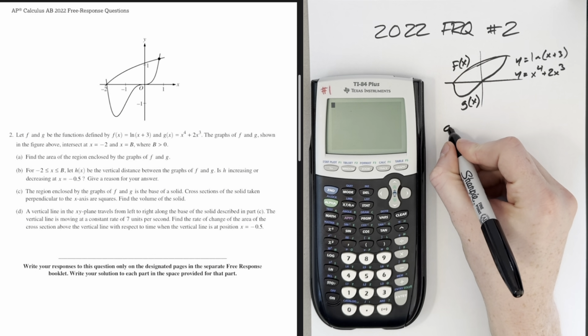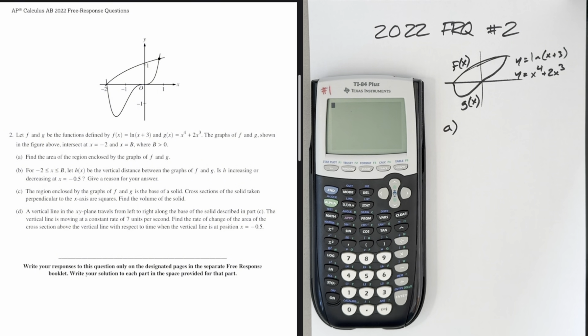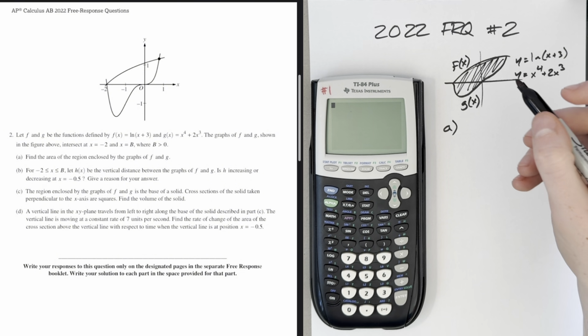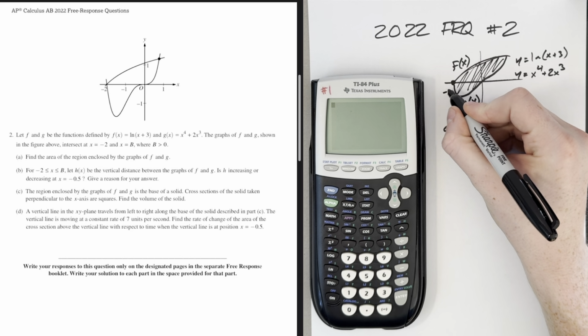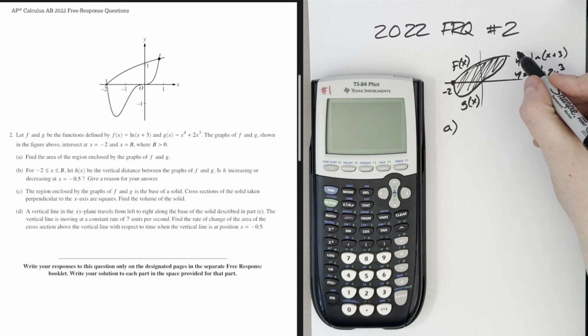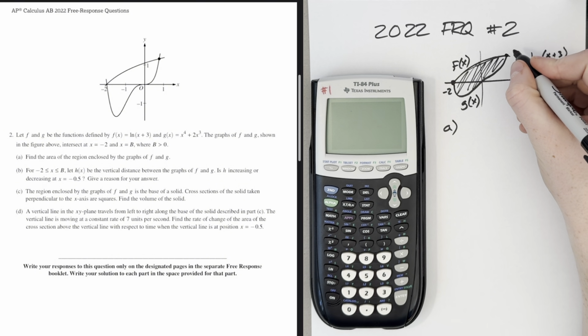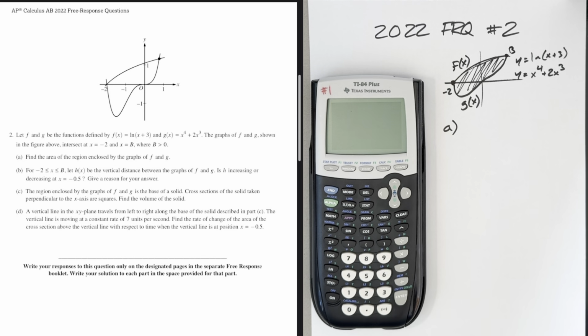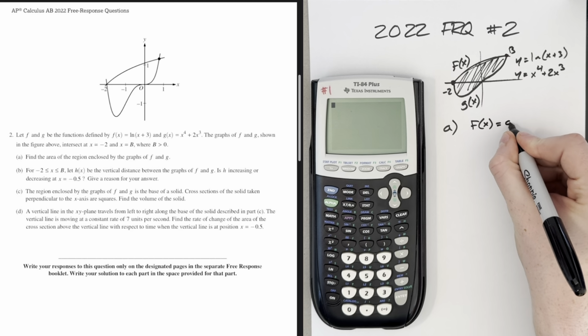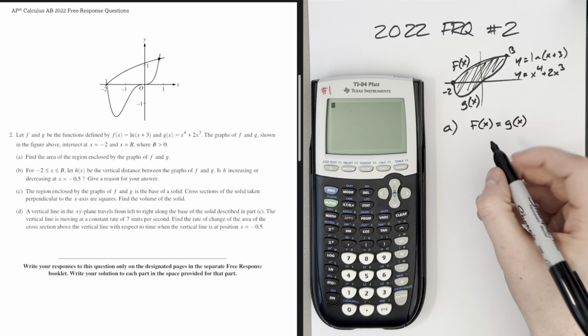Let's look at part A. It says find the area of the region enclosed by the graphs of f and g. So we're trying to find all of that, right? Now we know that this point here on the left is equal to -2, they tell us. But what they do not tell us is the value of this point, which they called b. So our first step is going to need to be solving for this point b, right? We know at b, f of x equals g of x.